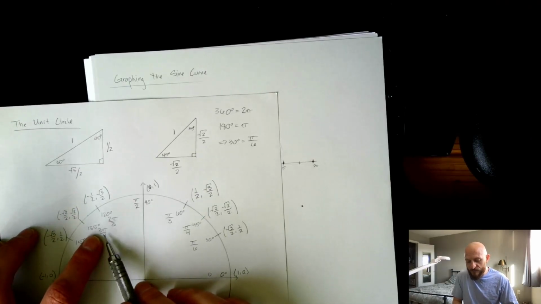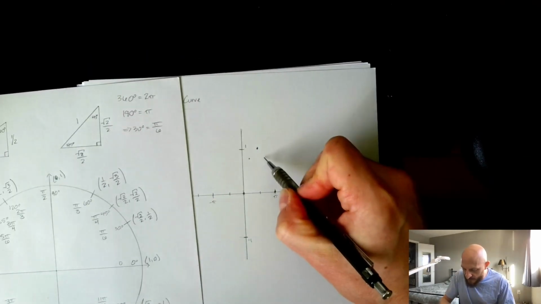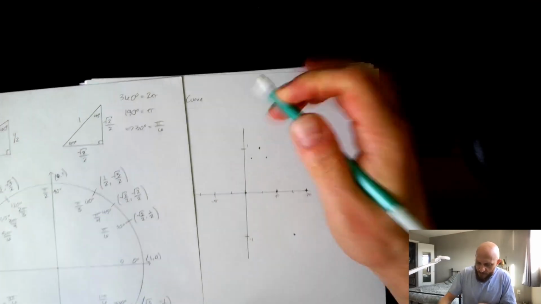So at 3 pi over 4, sine of 3 pi over 4, again, root 2 over 2. So it's about 0.7. 3 pi over 4 is about right here. It's nice and symmetrical, like that. I have a stray mark that is bugging me. Okay.